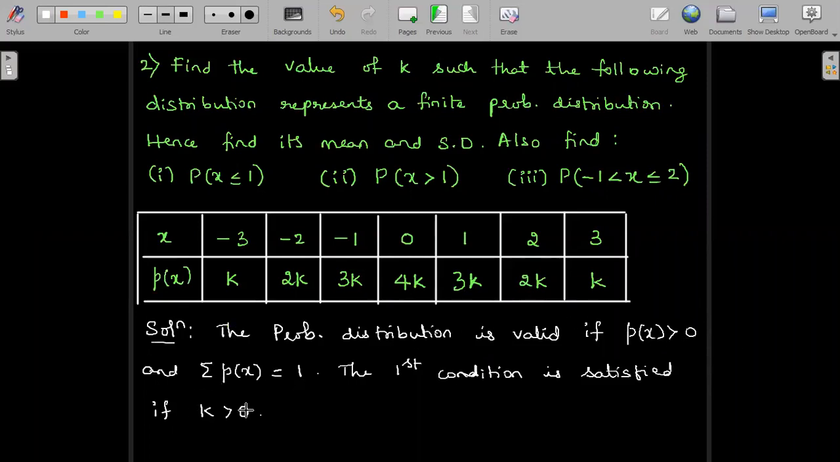So in order to now find the value of k, we use the second condition. And it is summation p of x is equal to 1. We use this, or we consider this, and we try to find out the value of k. So let us use it now.